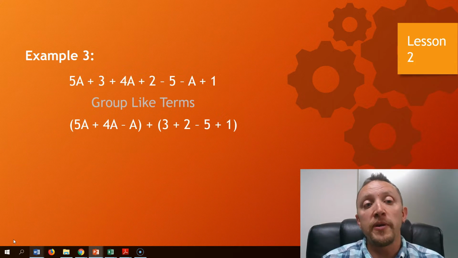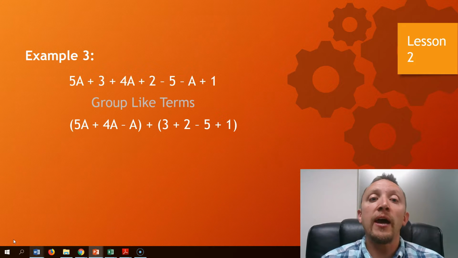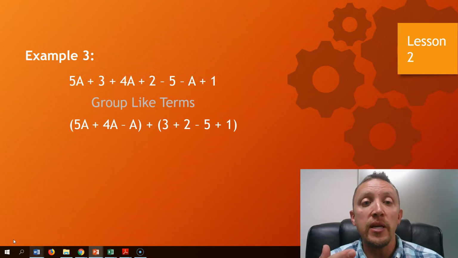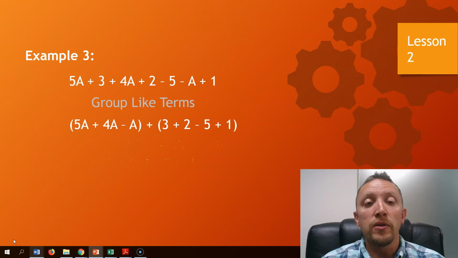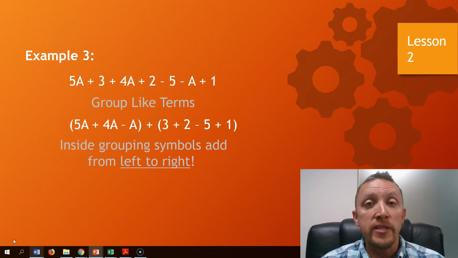So we have our first group here. We would have the 5A, the 4A, and then minus A all in one set of parentheses. And then we would have the numbers that don't have variables, the 3, the plus 2, the minus 5, and the plus 1. All of those would be grouped together as well. And so now we're going to work inside of our grouping symbols.